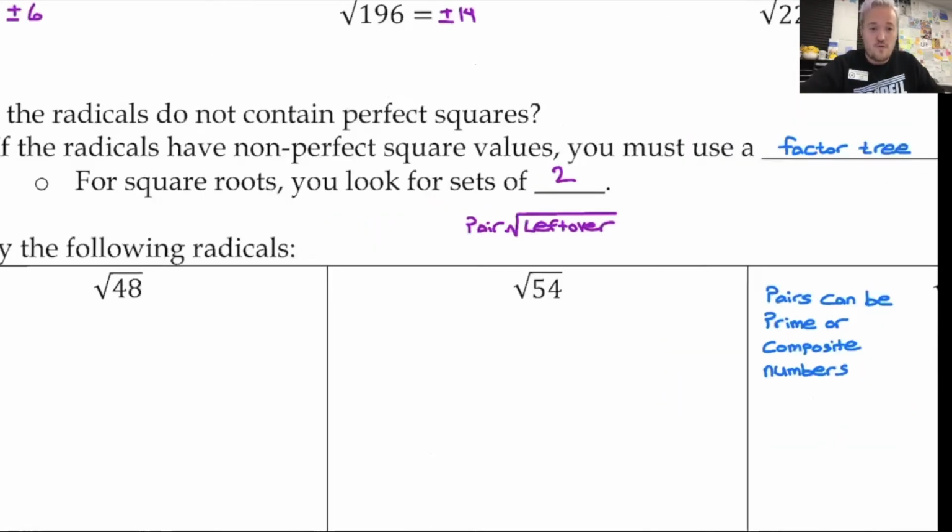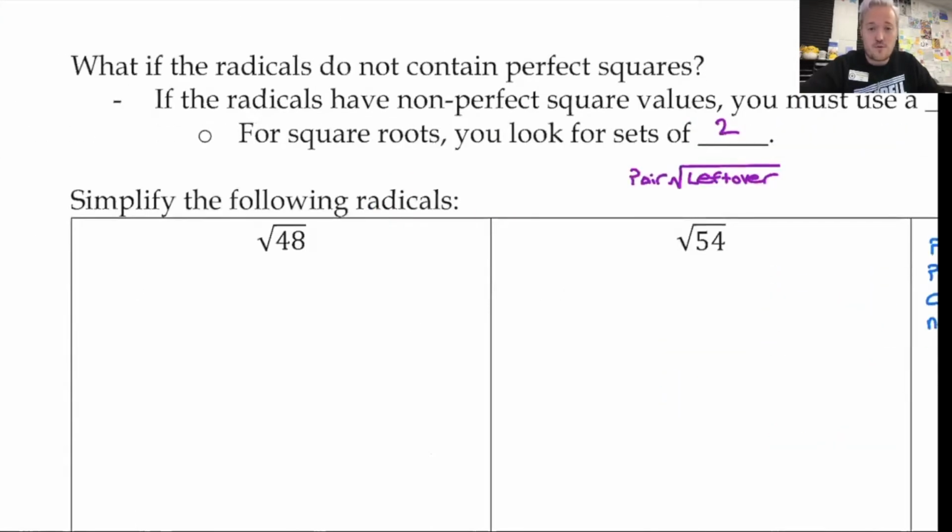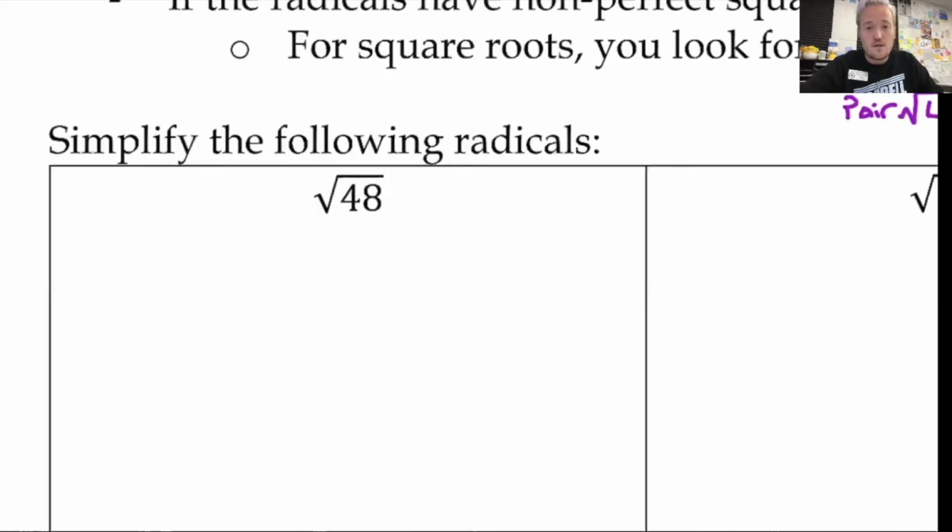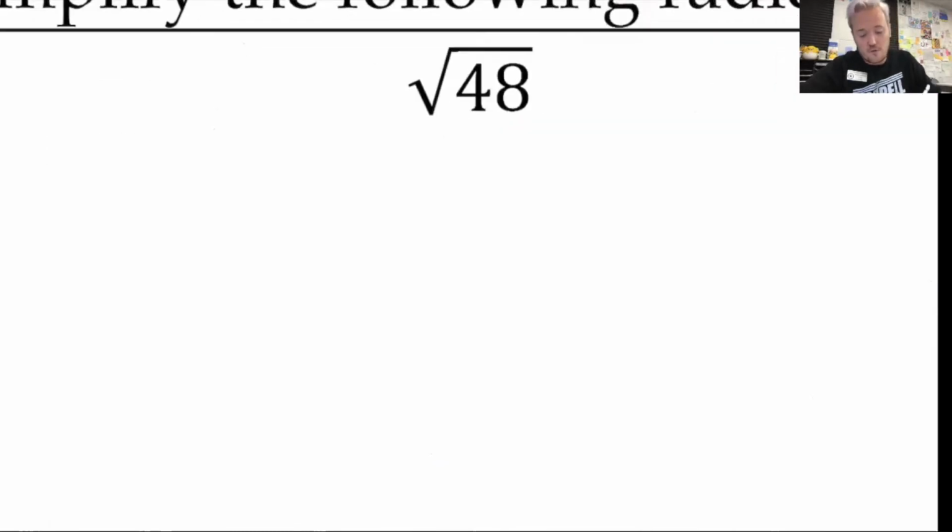So over here, we're going to start with the square root of 48. So I want to find the factors of 48. I'm going to do this using a factor tree. Here's the thing: if your number ends with an even digit, that means it has to be divisible by 2. So when in doubt, look at 2 and see.